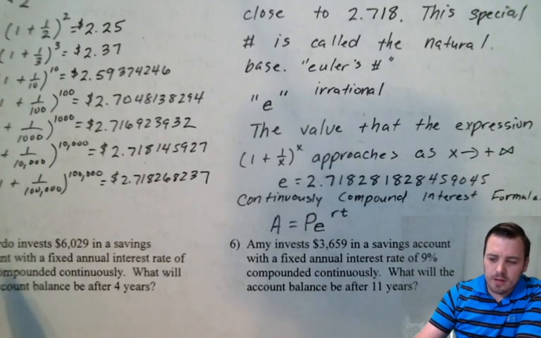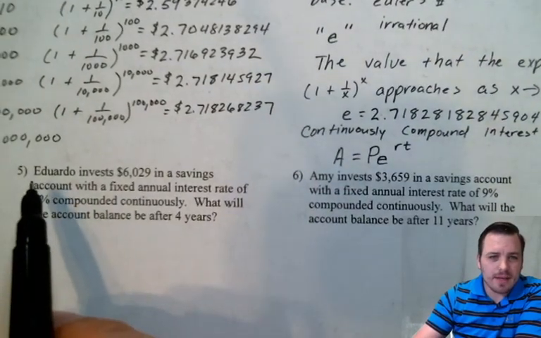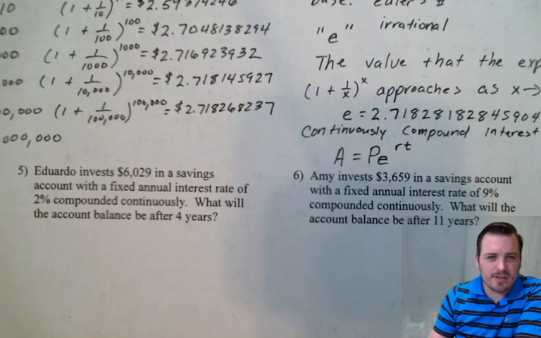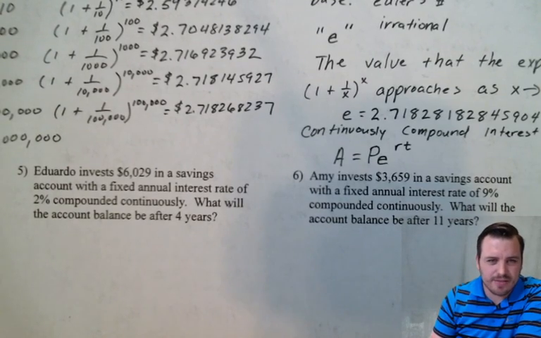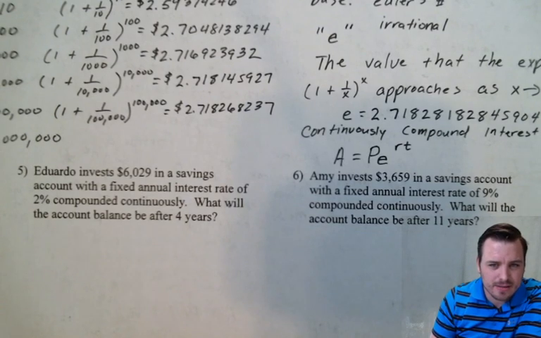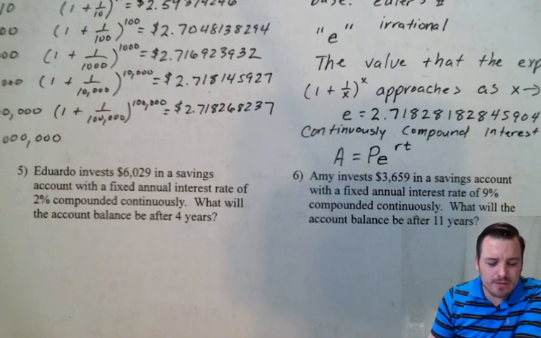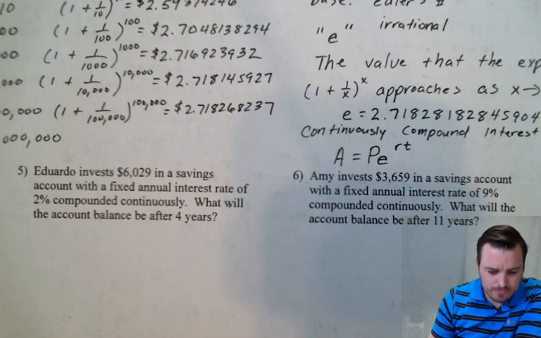So, Eduardo invests $6,029 in a savings account with a fixed annual interest rate of 2% compounded continuously. What will the account balance be after 4 years?